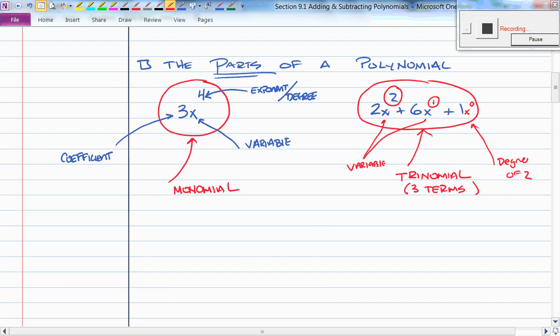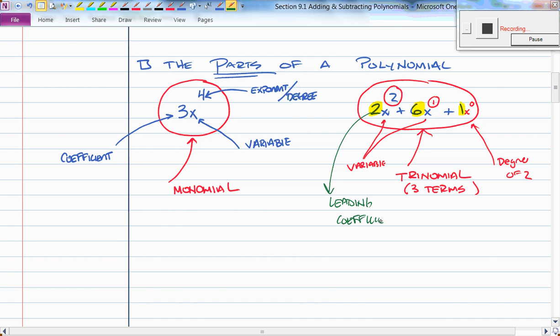Now let's talk about the coefficients. I have a 2, I have a 6, and I have a 1. Which one is the leading coefficient? No, that's what you'd think. It's not. It's the one that's attached to the highest degree. So the 2. So the 2 is what we call the leading coefficient.